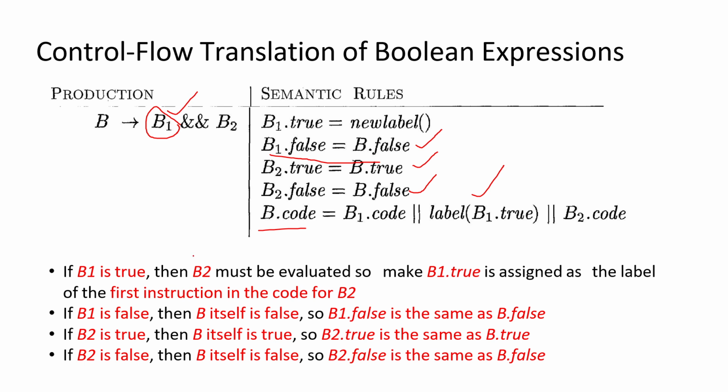Here, if B1 is true, as I told, then B2 must be evaluated. So B1.true is assigned as a new label of the first instruction in the code for B2. If B1 is false, then B itself is false, so B1.false is the same as B.false. If B2 is true, then B itself is true, so B2.true is the same as B.true. If B2 is false, then B itself is false, so B2.false is the same as B.false.